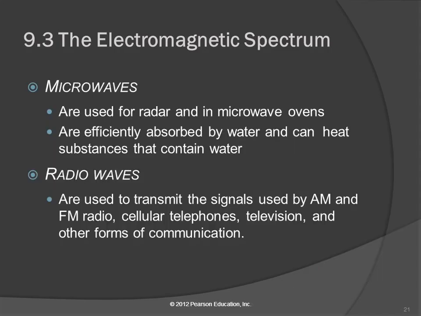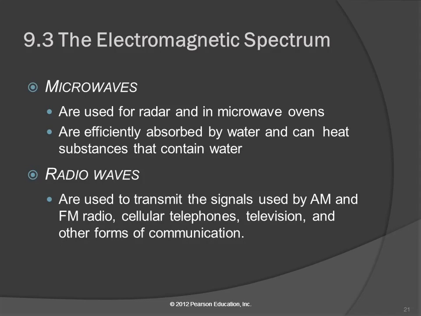Microwaves. Microwaves are used for radar and in your microwave oven. And the microwave oven works because water absorbs electromagnetic radiation in this frequency wavelength region very efficiently. And so it's the water molecules in your food that are absorbing the energy and getting hot.